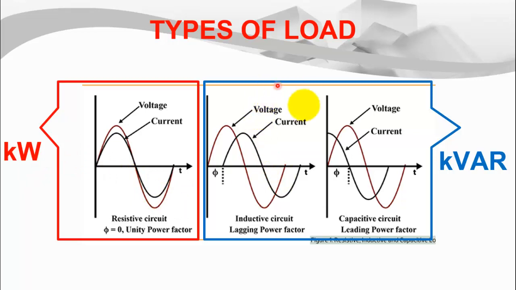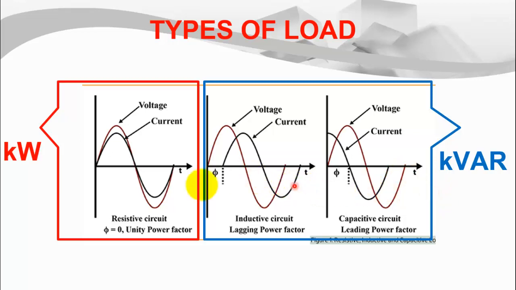Whereas on my right, we have the inductive circuit and the capacitive circuit, and there will be a phase angle between the voltage and the current in both types of load, and both types of load only draw kVAR, or reactive power. I want to add one more piece of information: the kilowatt is the power that is consumed by the load, while the reactive power only flows between the load and the source. This type of power is not consumed, and this is why it is called the wastage of power.